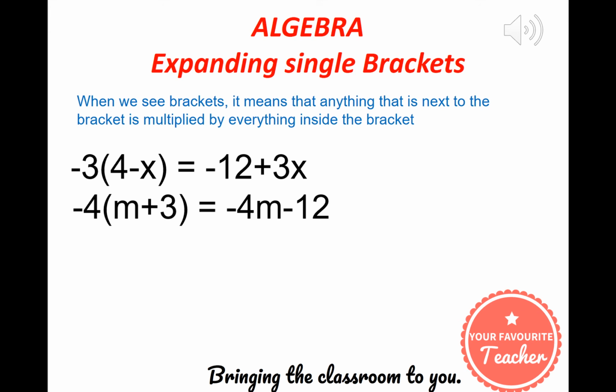This example, it's negative 4 times m, which is negative 4m. Negative 4 times plus 3 is negative 12, because a negative times a positive is a negative.